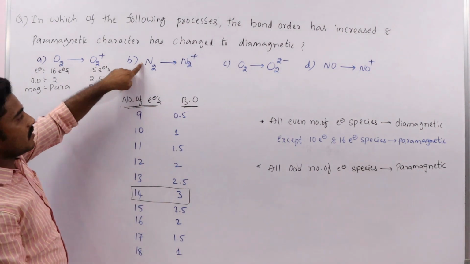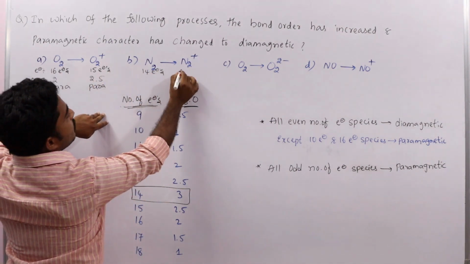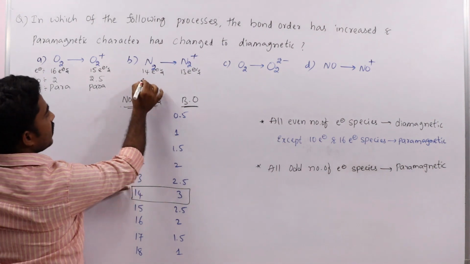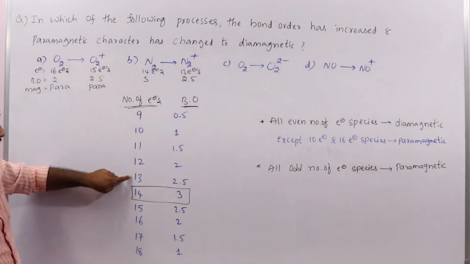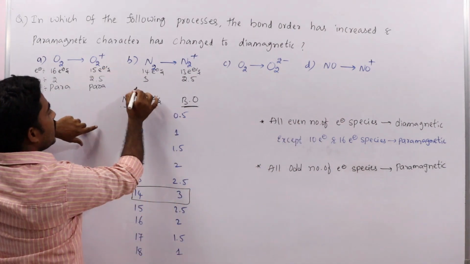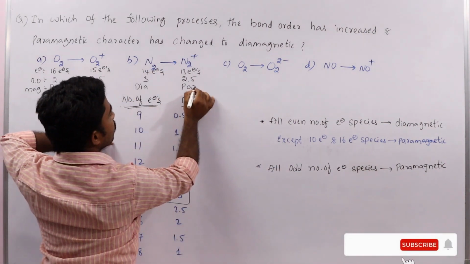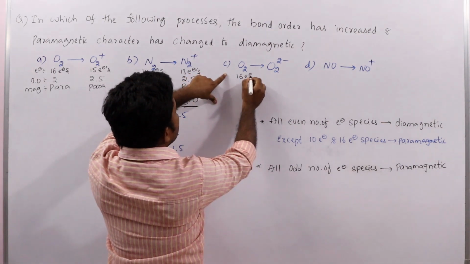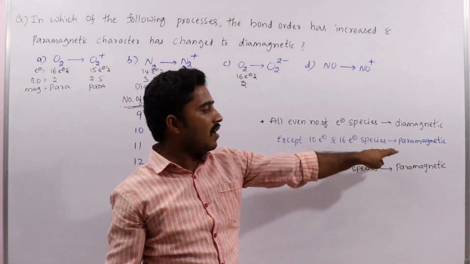Next let us see N2. N2 has 14 electrons and N2 plus means 13 electrons. The 14 electron species has bond order 3 and the 13 electron species has bond order 2.5. Here 14 electrons is an even number, that's why diamagnetic, and 13 is odd, that's why paramagnetic. Next O2, already discussed: 16 electrons and bond order is 2. So which nature? The 16 electron species is paramagnetic.